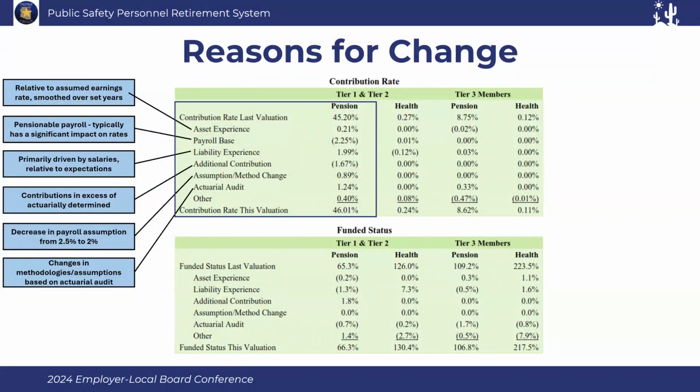This is not something you'd see every year. This is something that would occur every 3 to 5 years, however often the board decides to do an actuarial audit, and whether there are any recommendations that are actually accepted through the actuarial audit that increase costs. I mean, you could easily see it going the other way if there are other recommendations that reduce the contribution rate. And the other is all other.